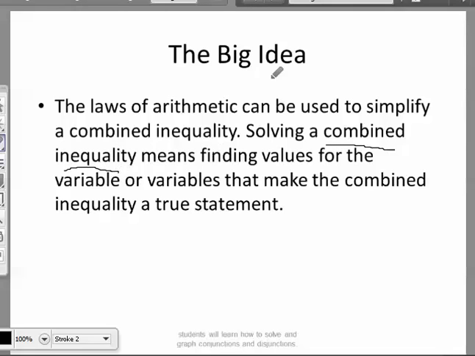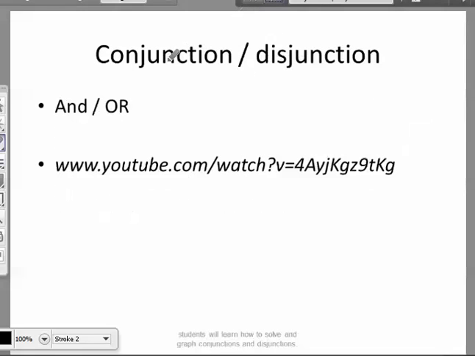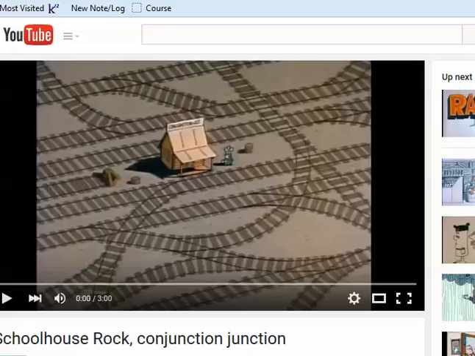Combined inequality. What we're going to be doing is using the words and, or. Well, I want you to write down this YouTube address. It is one of my favorite things to do in this course. I get to show you Conjunction Junction.